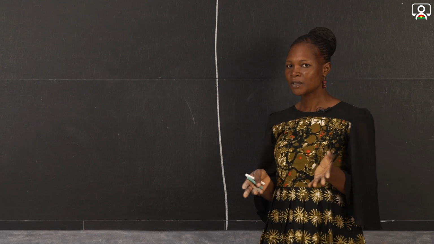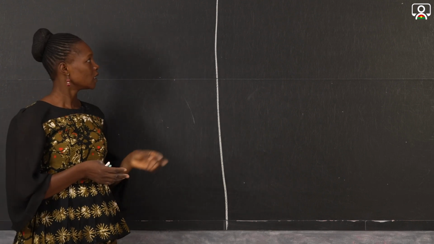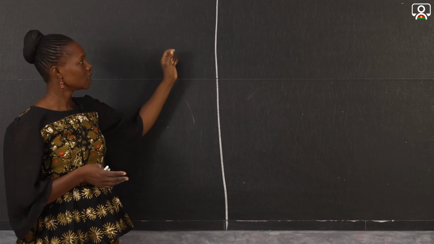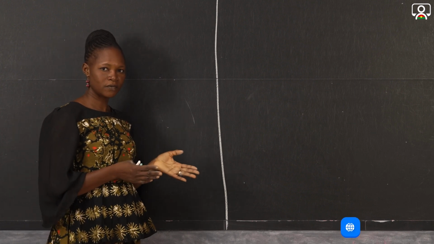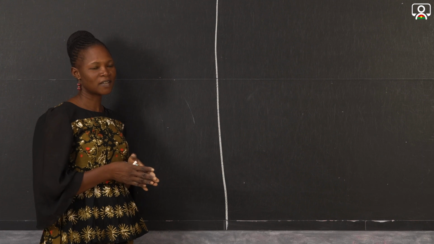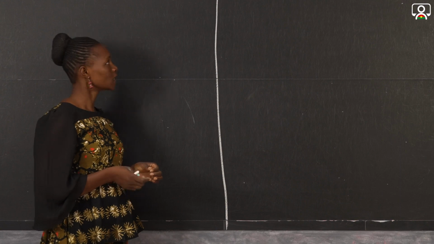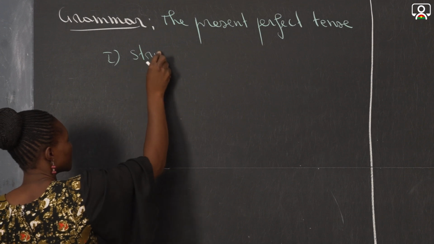For the structure, we need the auxiliary to have and also the past participle of the verb. For the past participle in English, when it is a regular verb, you add ed like the preterite. When the verb is an irregular verb, you have to use its past participle form. For this you have to learn them because there is no rule for irregular verbs. So, one, structure.